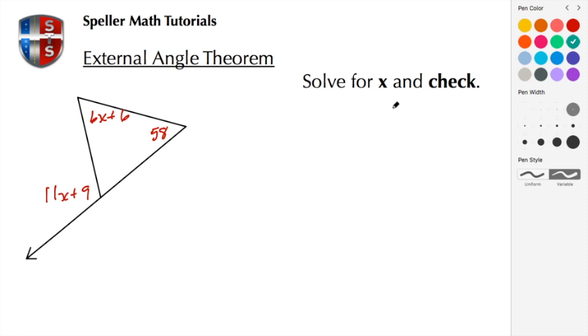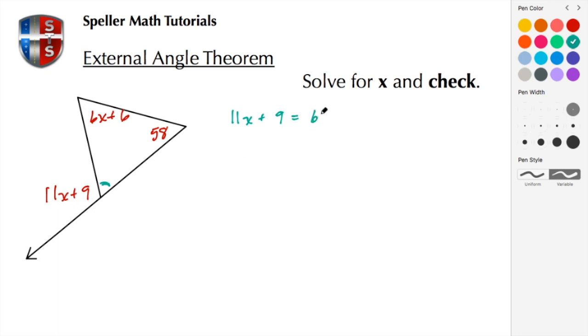And what we're going to do here is solve for x, and we're going to check the answer that we come up with. Here we have an external angle, which is 11x plus 9. We have a linear pair here where this angle is unknown. We're going to disregard that for a moment. We're going to use the other two angles and set the sum of those two angles equal to the external angle.